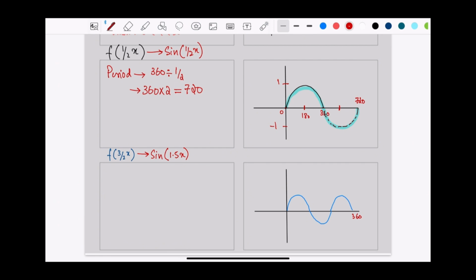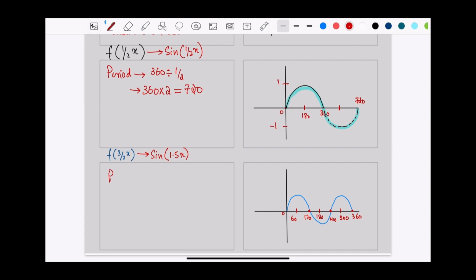Now if it is getting confusing, let's break it down. So this is 0, 1, 2, 3, 4, 5 and 6. So 360 divided by 6 gives you 60. So 60, 120, 180, 240, 300.